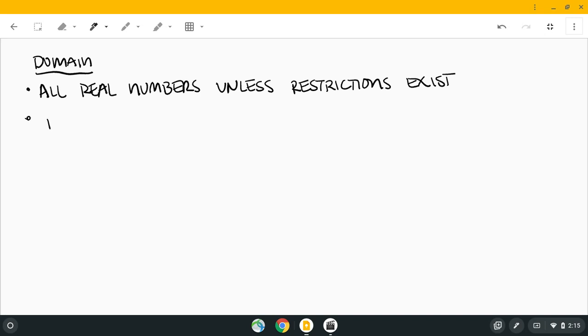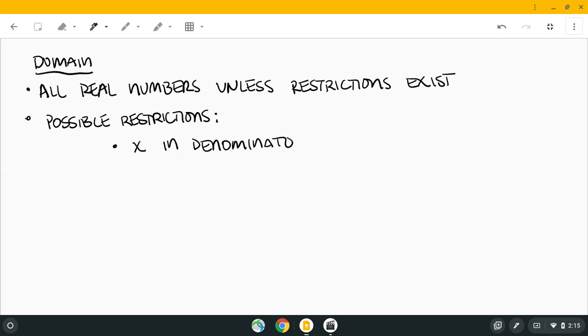Okay, so here are some possible restrictions. All right, so one possible restriction, you might have x in the denominator. Why is that a restriction? Because we don't want 0 in the denominator, because if we get 0 in the denominator, then it is undefined. Okay, so x in the denominator is a possible restriction.